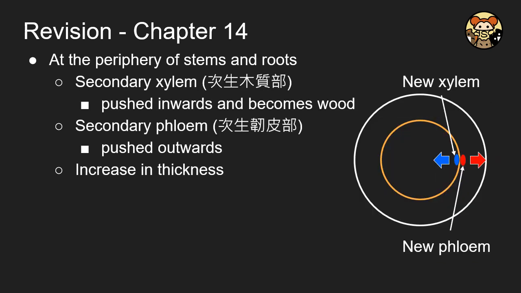So I use this cartoon to illustrate the idea of secondary xylem and also secondary phloem. So in the cambium, the secondary xylem will push inward and become wood, while the secondary phloem will push outward and become the phloem. And this results in an increase in thickness and also this kind of ring structure. And we can use this ring, because for 1 year there will be one ring.